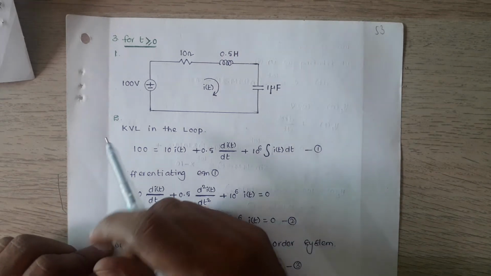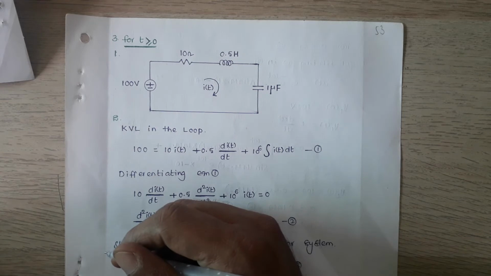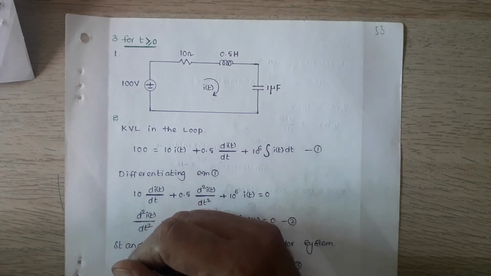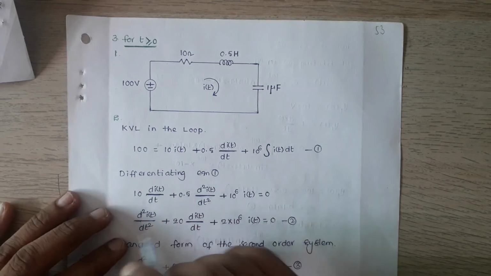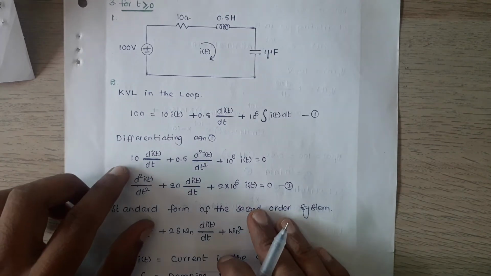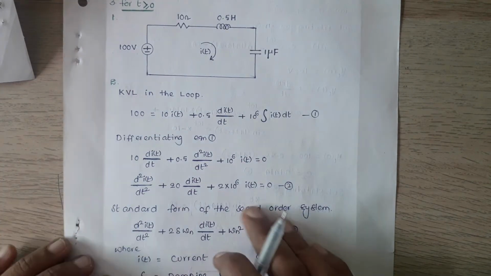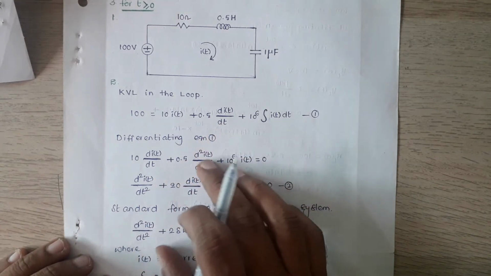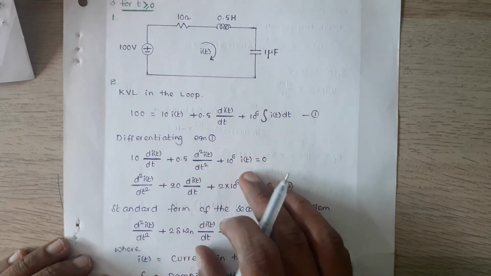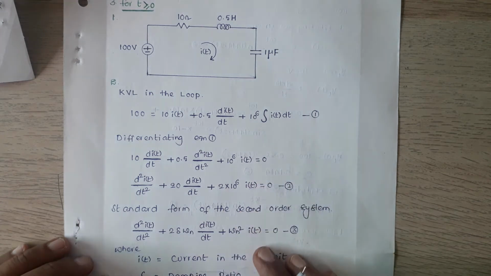So RLC values are given. R is 10 ohms, L is 0.5 Henry and C is 1 microfarad. Differentiating equation 1, the left side is 0 because it is a constant. So 10 dI(t)/dt plus 0.5 d²I(t)/dt² plus 10^6 I(t) equal to 0.